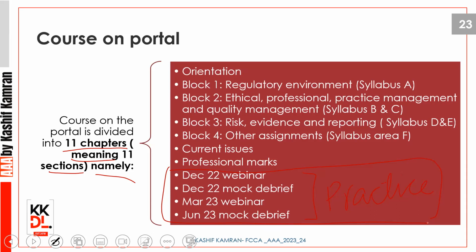Now, how to use it? Should you go in the sequence? Should you break the sequence? Now I'm coming to that frequently asked question. Should you maintain the sequence? How should you go with these 11 chapters?